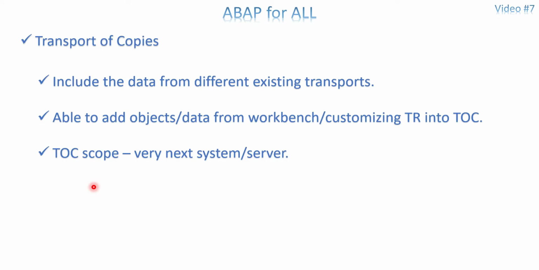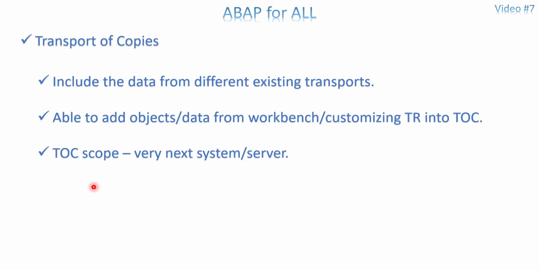Clear? Now the scenario: why transport of copies? When can we use transport of copies? Scenario one: you have a transport layer designed. Yesterday I showed you, right? In the STMS transaction, you can see how the transport layer is designed: development to quality, quality to production.